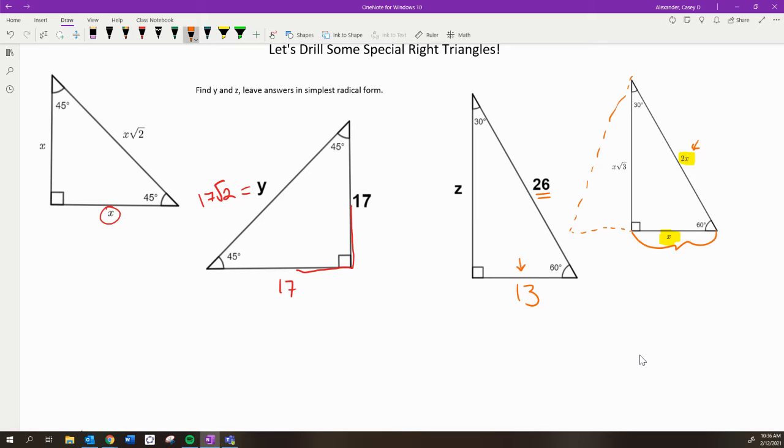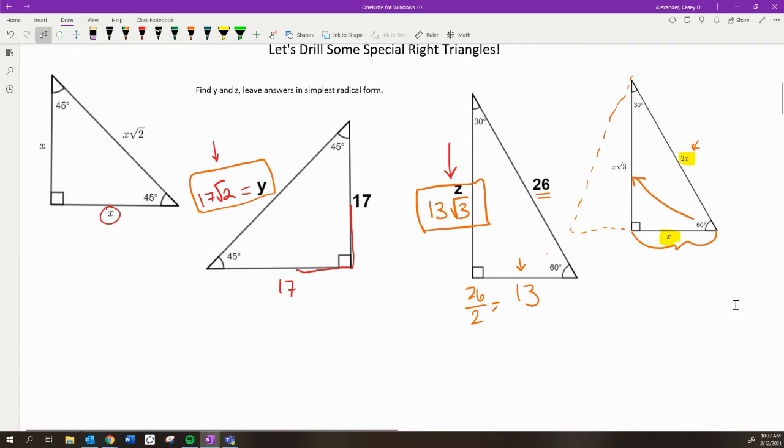And once you know that side, the short side, the 13 here, because it's half of 26, then finding the medium side, the side that's opposite of the 60-degree angle, is the length of the short side times the square root of 3. So since I know that this is 13, that means that I can conclude that z is 13 times the square root of 3. All right, so in a 45-45-90, you have the square root of 2 as one of your answers, and in a 30-60-90, it's the square root of 3. So that was sort of the basic problems that we covered.